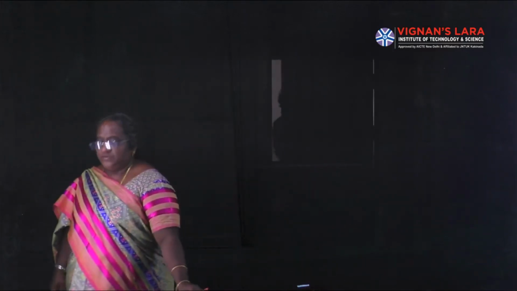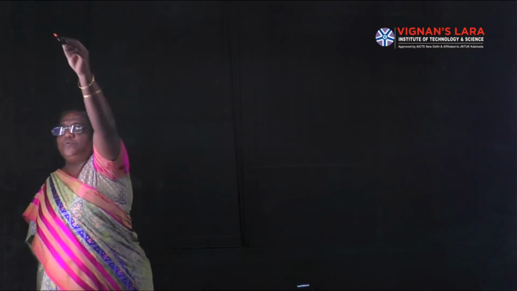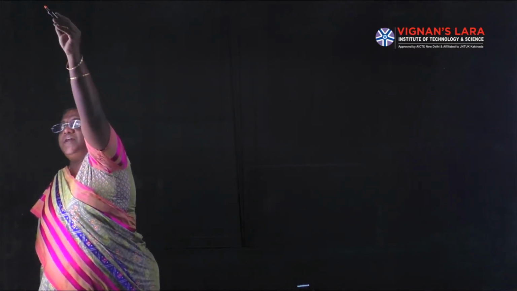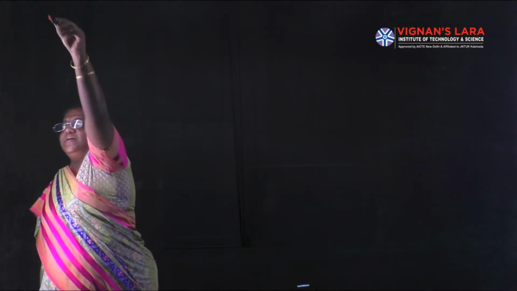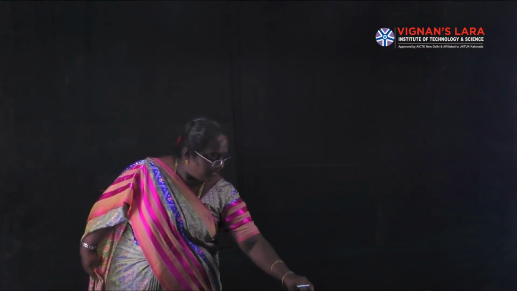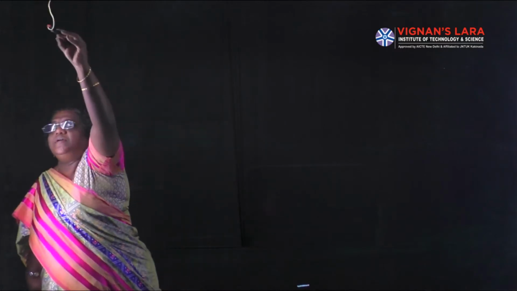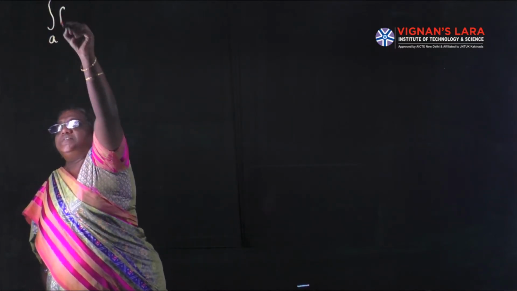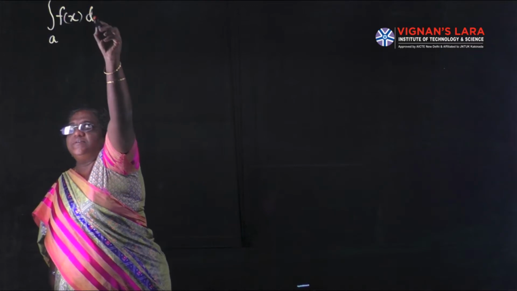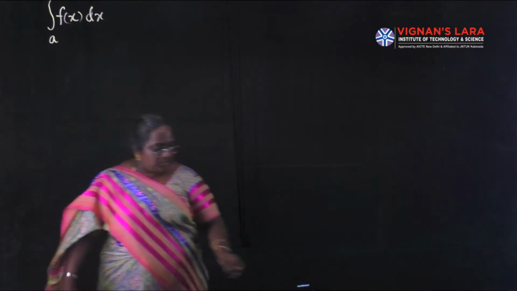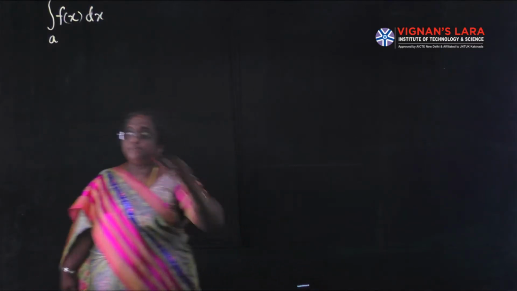So now let us see what is the formula for the trapezoidal rule. What is it that we have to evaluate here? We have to evaluate the definite integral from a to b of f of x dx. We have to evaluate this. So now what are the rules we have here?